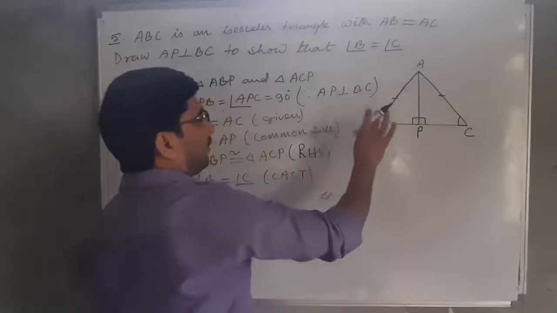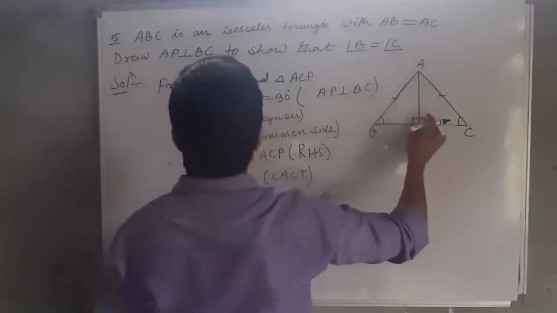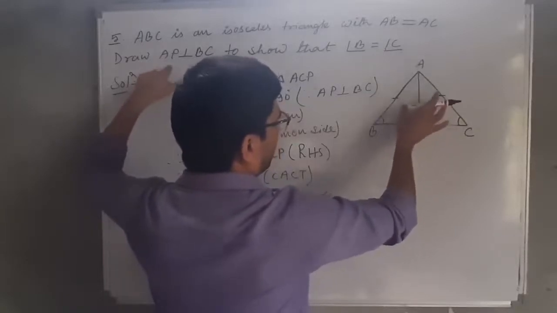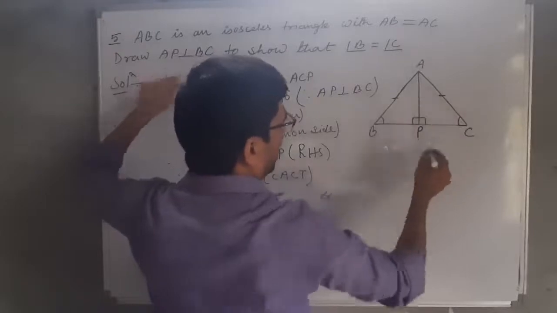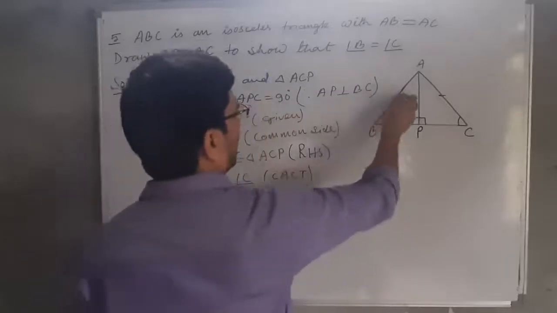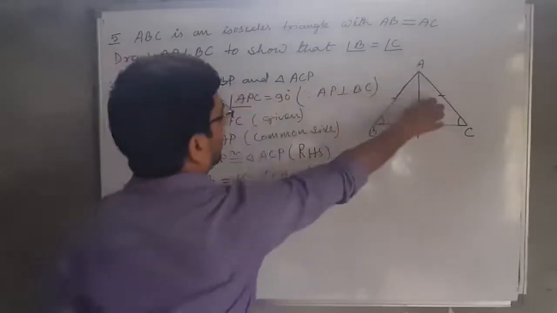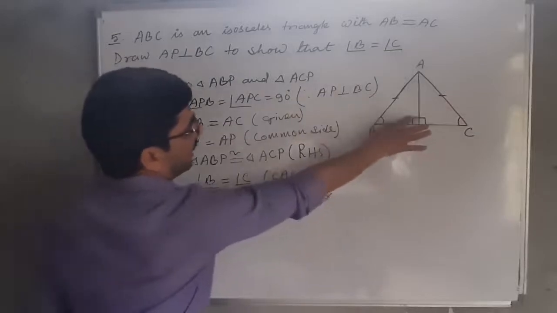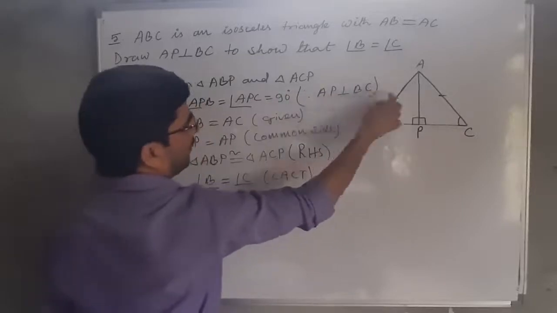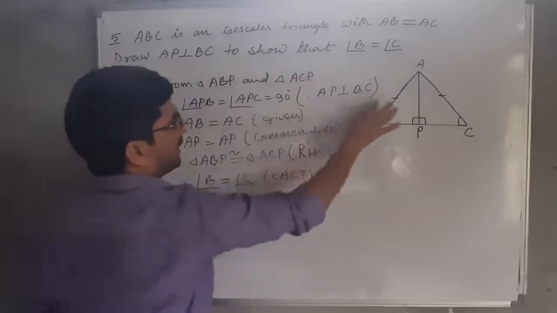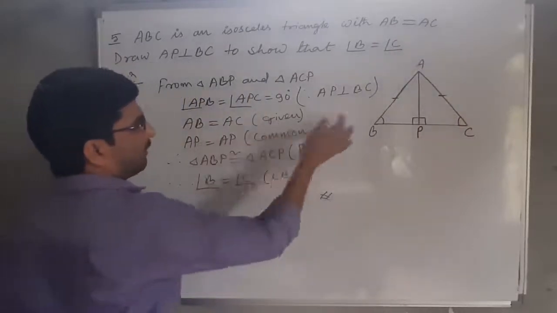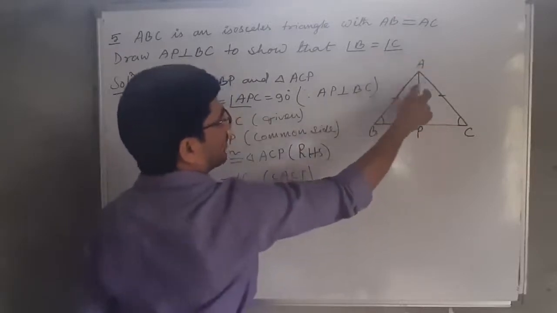Now, what will we have to do? Perpendicular is given, AP perpendicular to BC. Then we prove these two triangles are congruent. Then after proving these two triangles congruent, angle B equal to angle C you can write by CPCT. So that is very simple. From this triangle and this triangle, that is from triangle ABP and triangle ACP, from these two triangles, this angle and this angle are 90 degrees, that is angle APB equal to angle APC equal to 90 degrees, since AP is perpendicular to BC. AB equal to AC, that is given in the question. Another one is AP equal to AP. This perpendicular is the common side for both the triangles.